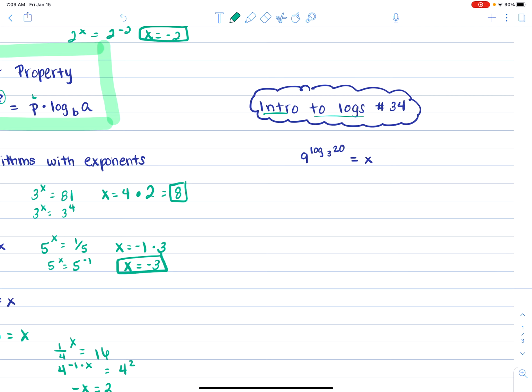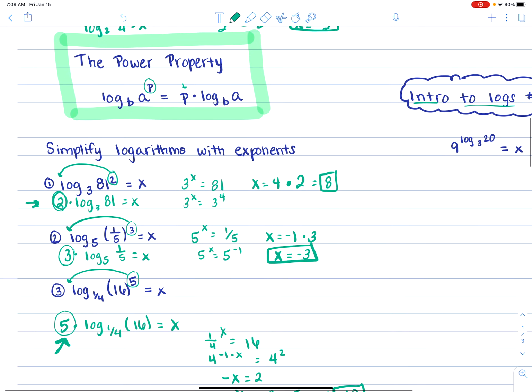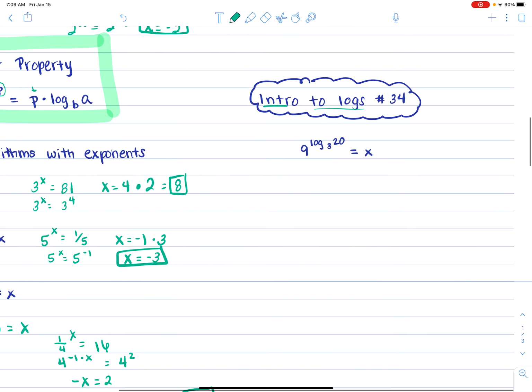You can't do this problem until you know this property, which is why I told you not to worry about it the other day. So this is going to look very long-winded, but if you just work it back and forth, then eventually you'll get to an answer. So let's work through this one so that you can see what really happens. I have an exponential situation with a log in the exponent. So the first thing I'm going to do is turn it to logarithmic.